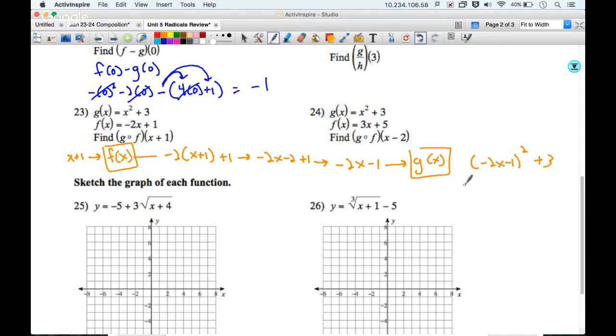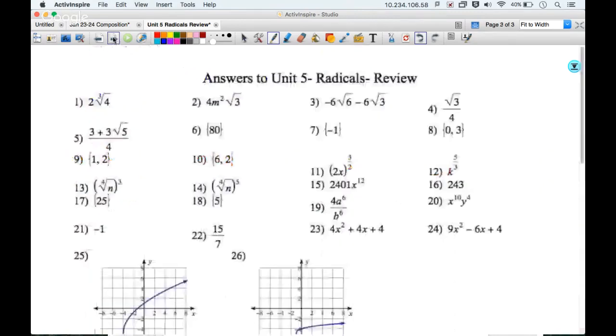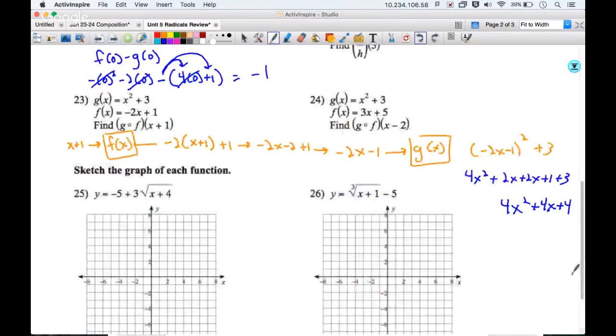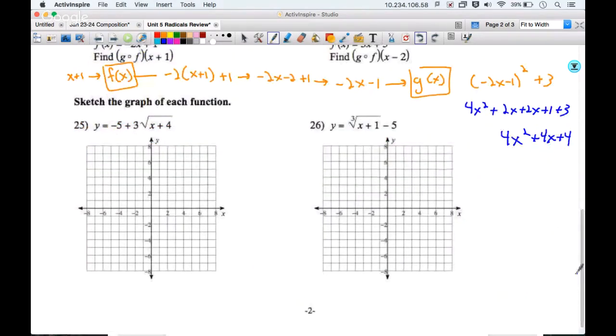Negative 2x times negative 2x, that's going to give me 4x squared, plus 2x plus 2x, plus 1 plus 3. 4x squared plus 4x plus 4. Number 23, I could be way off on this one. 4x squared plus 4x plus 4. Got it. All right, always exciting. So yeah, try 24 now. Good way to get ready for composition of functions.